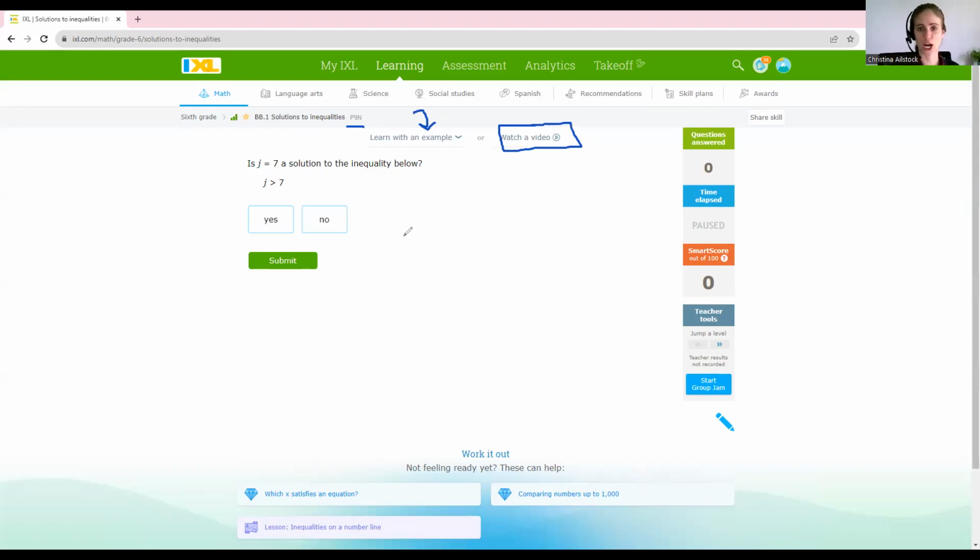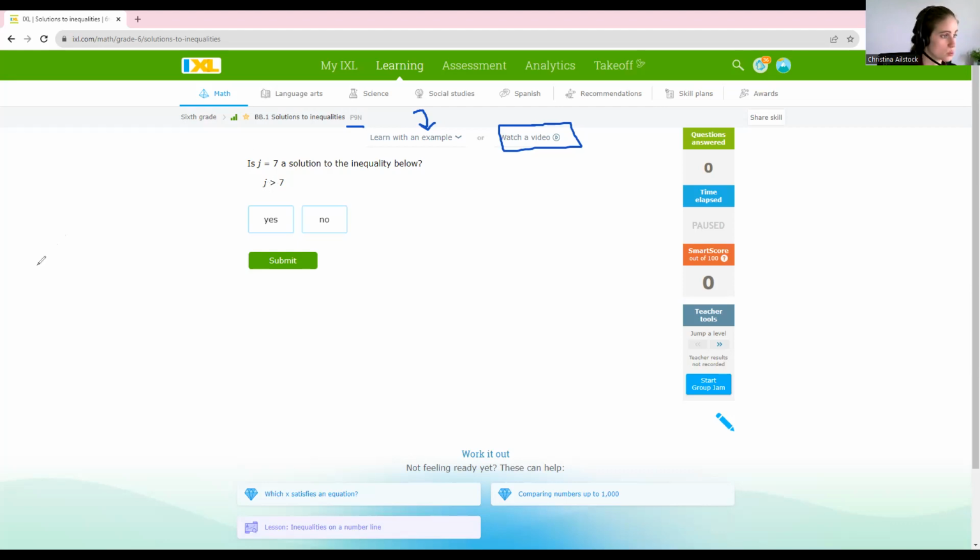All right, our first question here says, is J equals 7 a solution to the inequality below? And our inequality says J is greater than 7. Because remember with these inequalities, a lot of us maybe learned it as an alligator eating the bigger number. It's opening towards that greater side. So that's how I know this is pronounced, J is greater than 7.